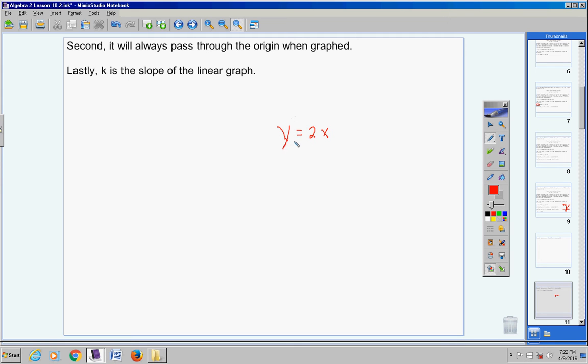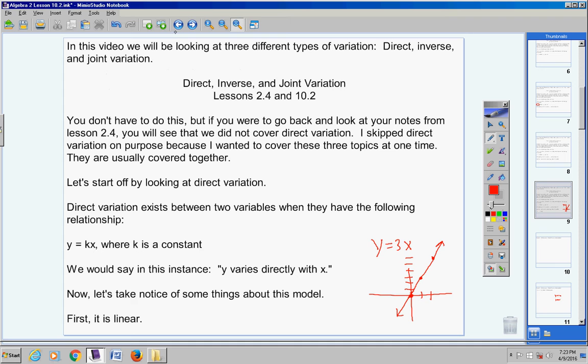Lastly, k is the slope of the linear graph. Okay, that's the last thing. So, does that make sense, guys? If I have y equals 2x, let me ask you two questions. Is y all by itself? Yes, it is. Well, I have taught you at the beginning of the year, in a linear equation, when y is by itself, the number next to x is always your slope.